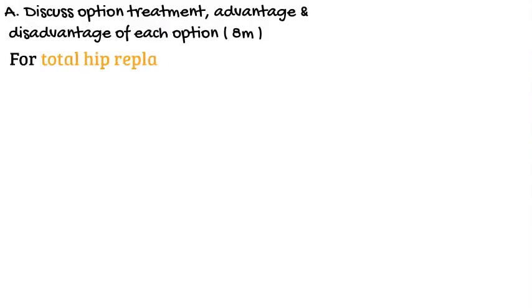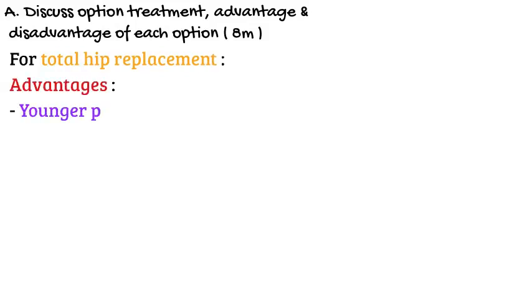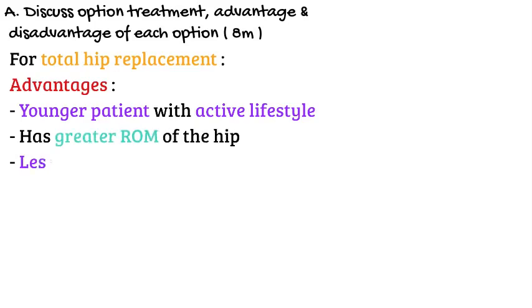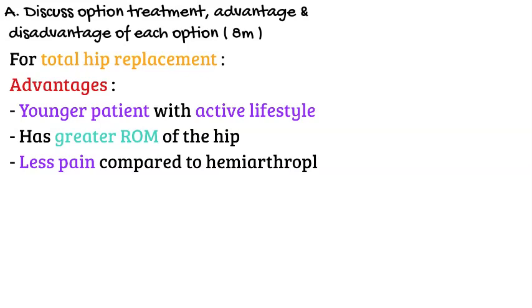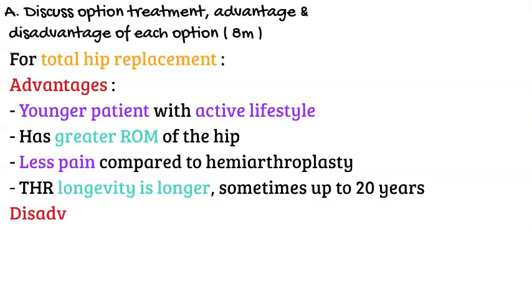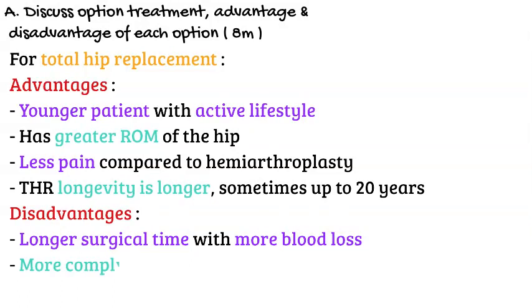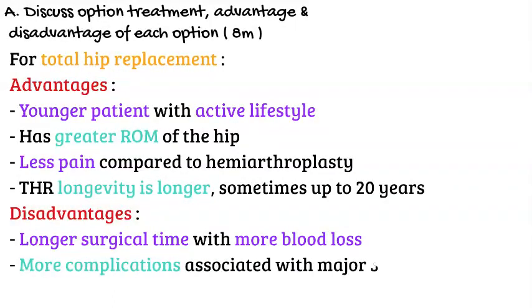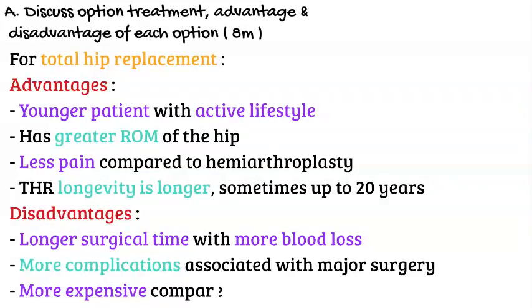For total hip replacement, the advantages include younger patient with active lifestyle. It has a greater range of movement of the hip, less pain compared to hemiarthroplasty. Total hip replacement longevity is longer, sometimes up to 20 years. The disadvantages include longer surgical time with more blood loss, more complications associated with major surgery, more expensive compared to hemiarthroplasty.